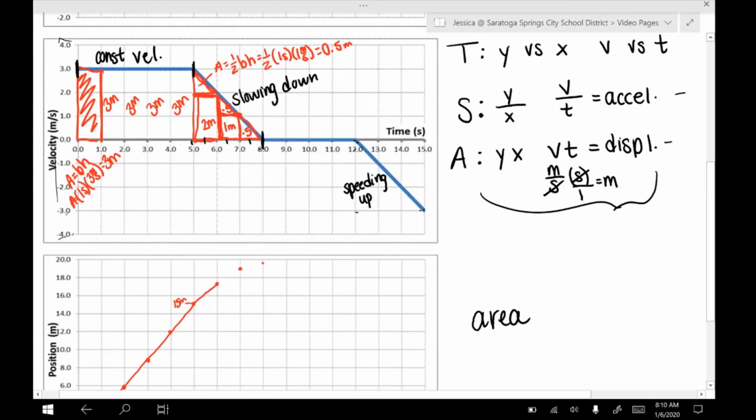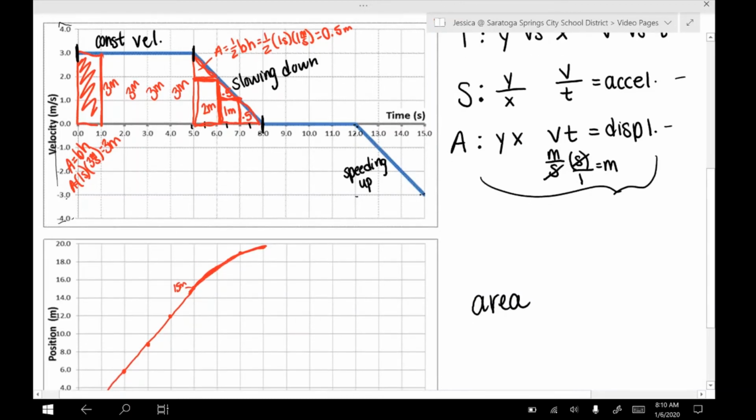So notice how my graph starts to curve downward from 5 to 8 seconds. Okay? That's because a curve represents a changing velocity on a position versus time graph. My slope on my position versus time graph is getting less steep, representing slowing down. And we kind of have a sad face looking curve, which means I have negative acceleration, which all matches with what I know.